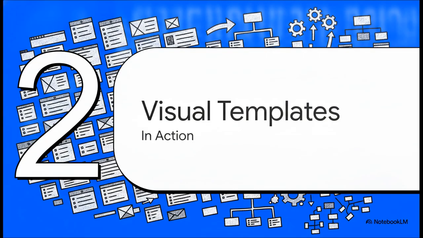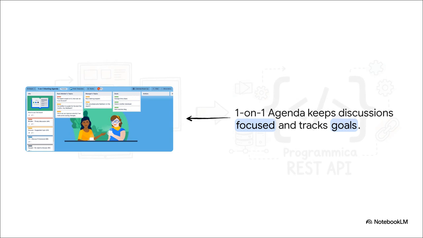Moving right along to Section 2, Visual Templates in Action. So how does Trello actually solve this workflow chaos? Well, it does it through a whole variety of visual templates. Take a look at this one-on-one meeting agenda template. Notice how there are specific columns carved out for manager topics, team member topics, and action items. By keeping blockers and goals in one single, unified place, these templates ensure your one-on-ones shift from chaotic, rambling catch-ups to highly efficient, goal-oriented discussions.